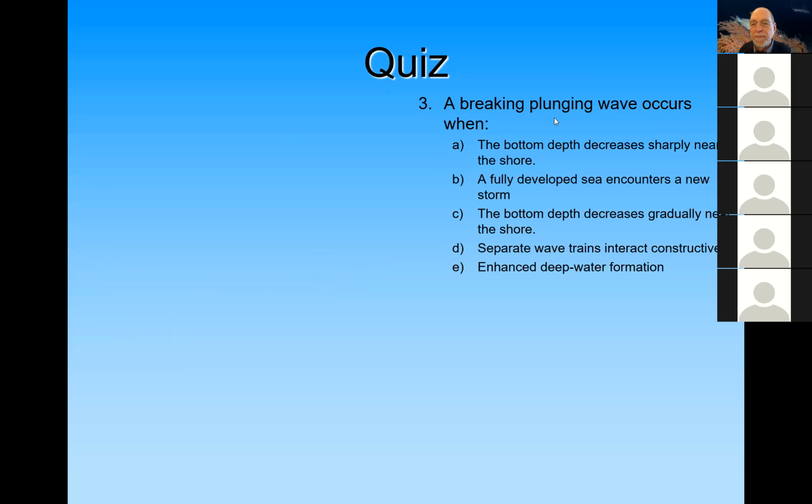A breaking plunging wave occurs when A, the bottom depth decreases sharply near the shore, B, a fully developed sea encounters a new storm, C, the bottom depth decreases gradually near the shore, D, separate wave trains interact constructively, or E, because of enhanced deep water formation. So what's the answer to this? I think I just basically gave it, but somebody help me out here. Come on, don't be shy. You just got to unmute your microphone and yell out the answer.